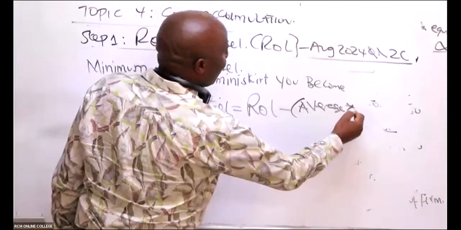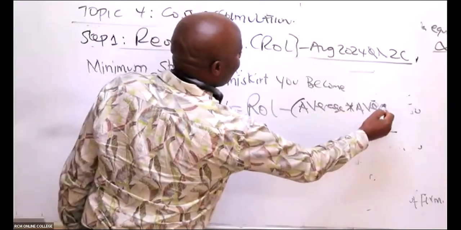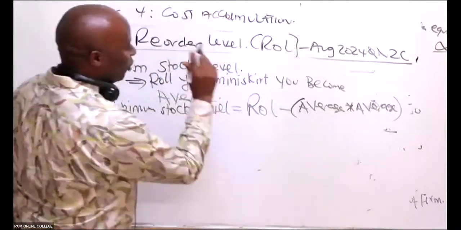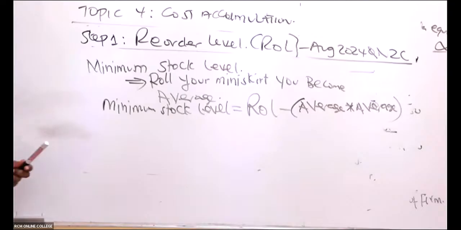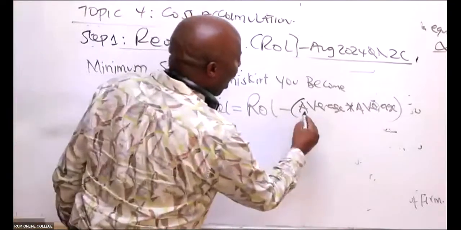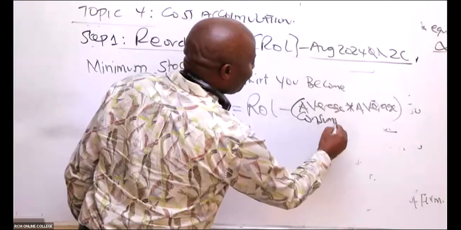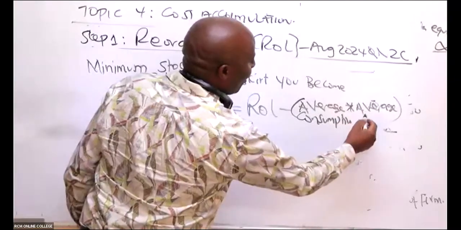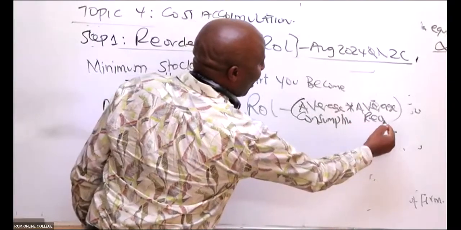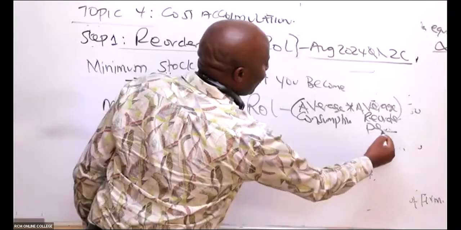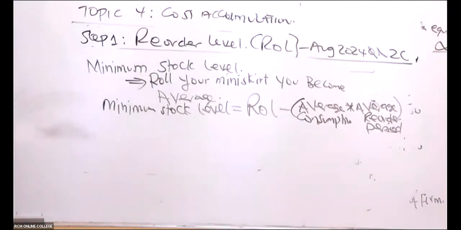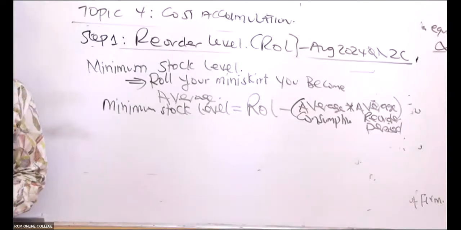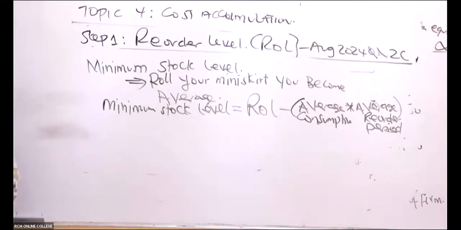Average times average. So if you roll your miniskirt, you become average. The first average will be average consumption. This one here will be average what here, somebody? Reorder period, like that. I'm so sure with that kind of concept, you can never forget, because in most cases the students will get these formulas in an exam.